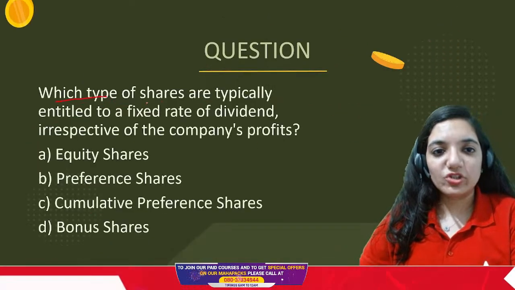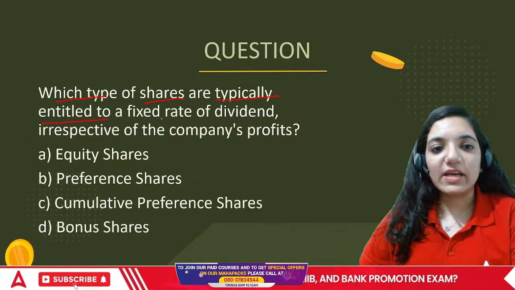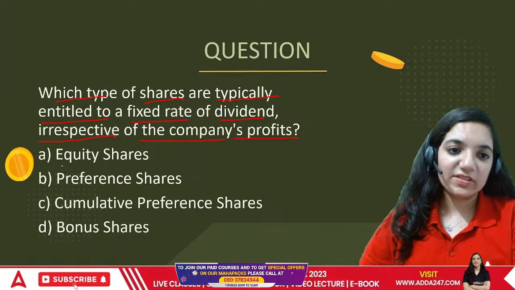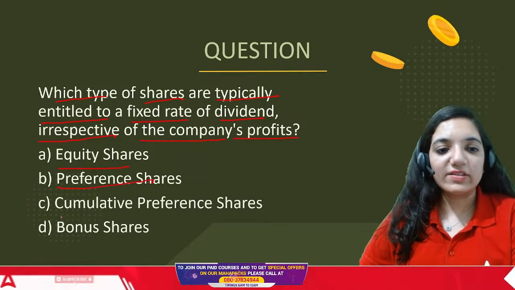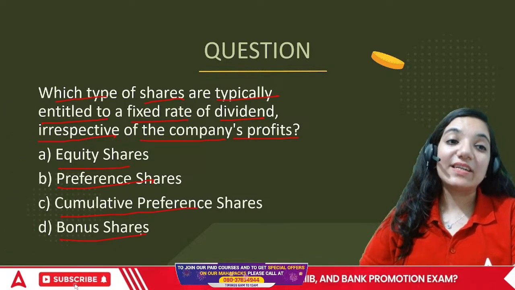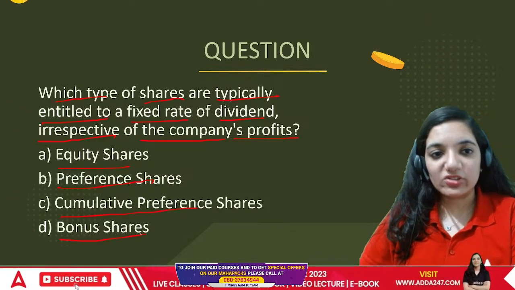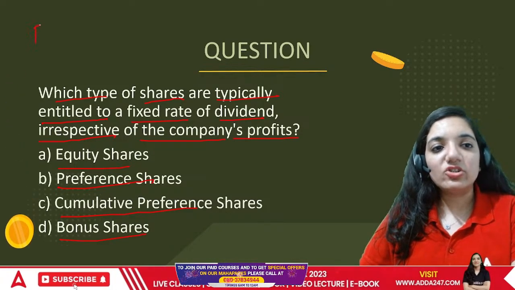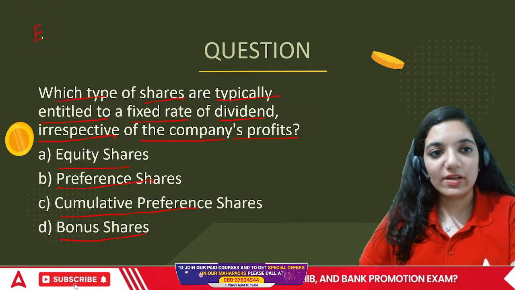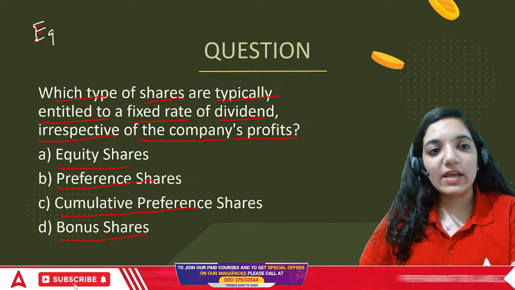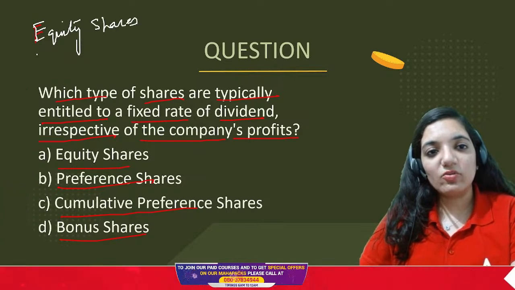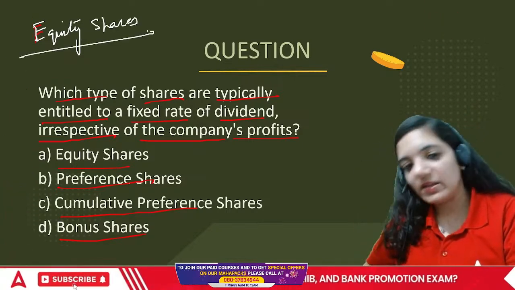Which type of shares are typically entitled to fixed rate of dividend irrespective of the company's profits? Equity shares, preference shares, cumulative preference shares, or bonus shares. See, equity shares are the residual shareholders. They get whatever is left over in the organization. They do not get any other sort of money at all. So equity shareholders are those shareholders who have got the money there, right?